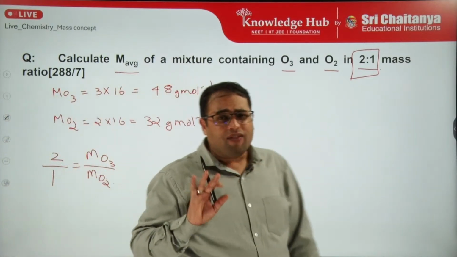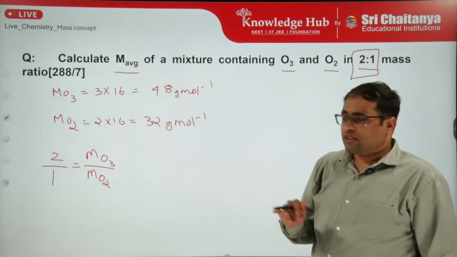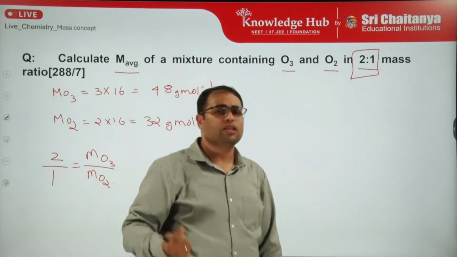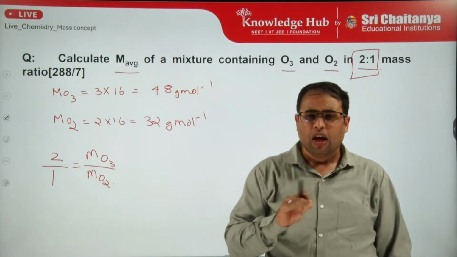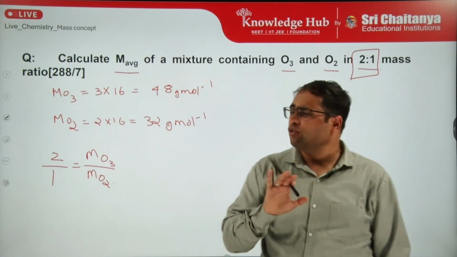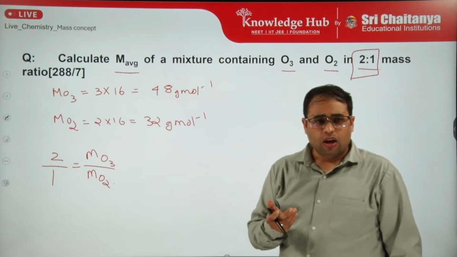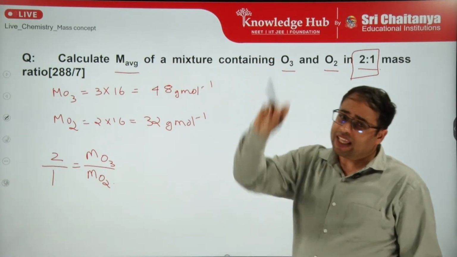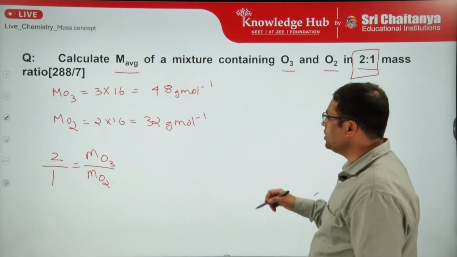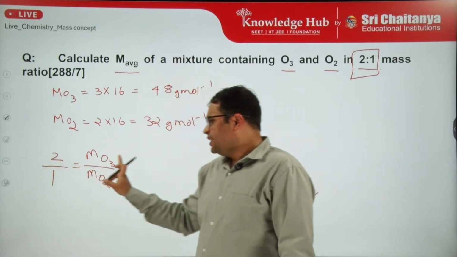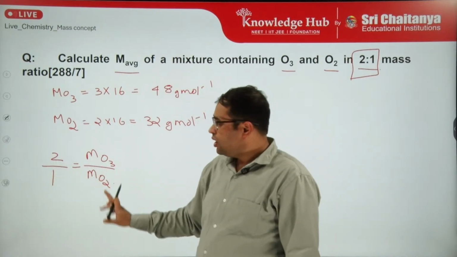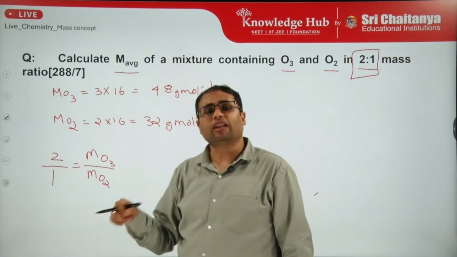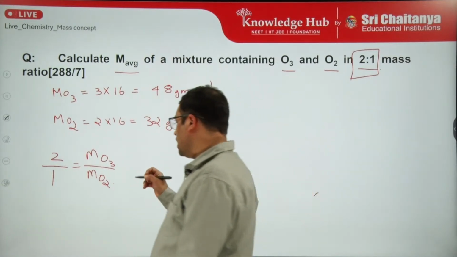Now to calculate average mass, we have learned about many formulas, almost two formulas. One is in mole percentage and one is in the form of moles. We have not learned any formula in the form of mass. So quite naturally we have to convert this mass to moles in order to apply that formula. So now let's get to it. Divide the top by the molar mass of O3 and divide the bottom by the molar mass of O2. Let's do that now.